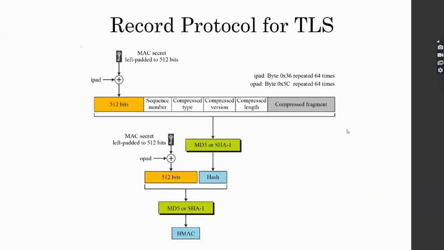Record protocol for TLS. The record protocol for TLS is as shown in the image, like the maximum secret length, which should be 512 bits in size, and the total as shown in the image. Next slide.